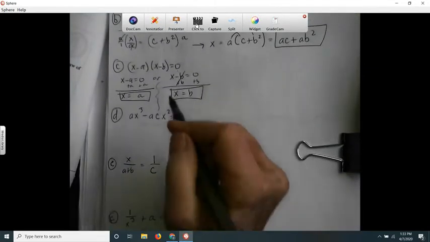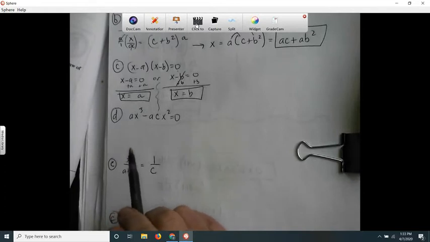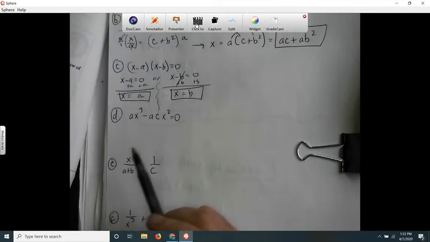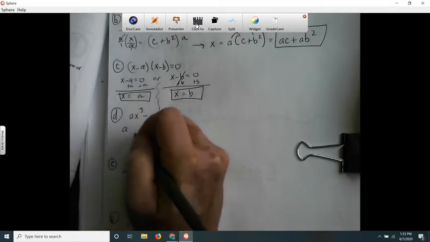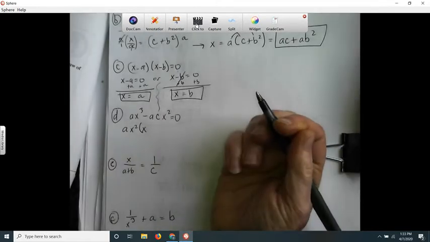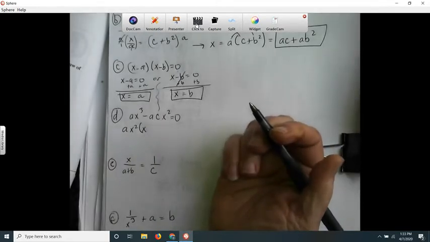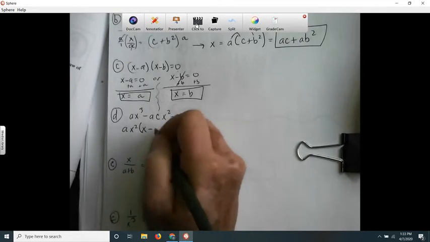On this one, I'm going to try to use the zero product property again by factoring. I guess I'll factor out the greatest common factor. The greatest common factor is ax squared. That leaves me x minus c.